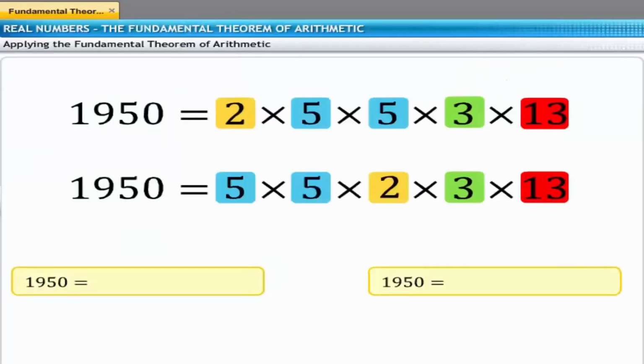We can write the prime factorization of a number in the form of powers of its prime factors. Let us see how this is done. This is how it is done. Since 5 occurs twice in the prime factorization of 1950, its power is 2. Since 2, 3 and 13 occur once in the prime factorization of 1950, their power is 1.